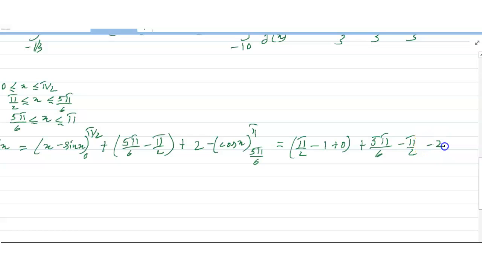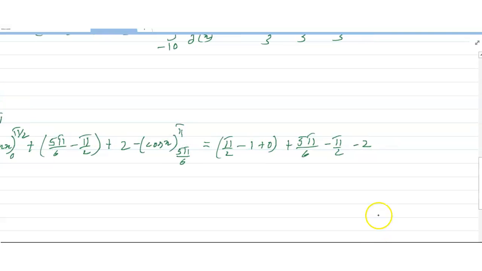Then minus 2 cos pi is equal to plus 2, since cos pi is minus 1, and minus cos 5 pi by 6 is equal to plus root 3 by 2. So the pi by 2 and pi by 2 portions cancel. So my answer is 5 pi by 6, plus 1 minus root 3. This is my answer.